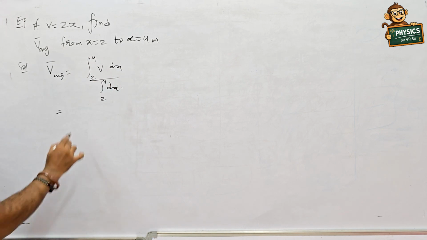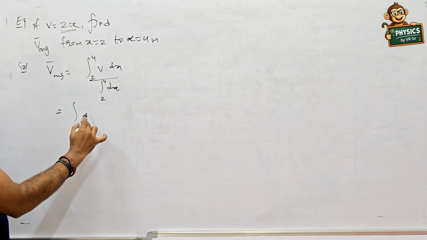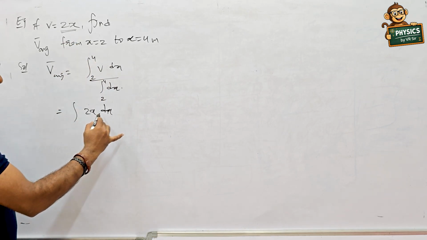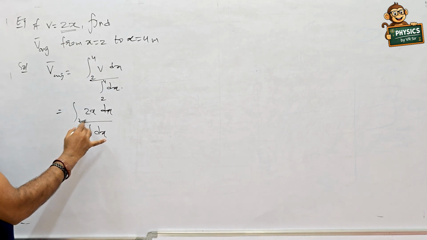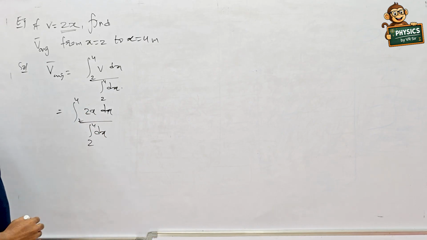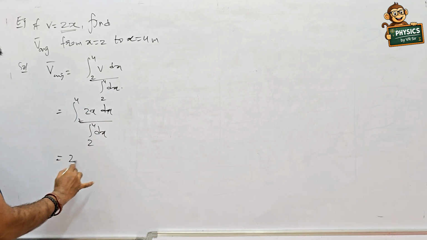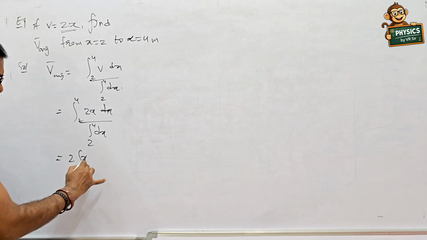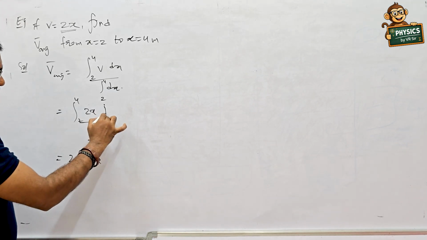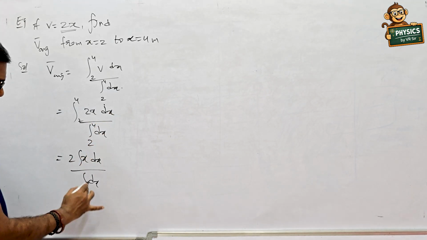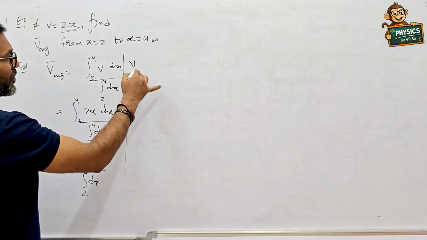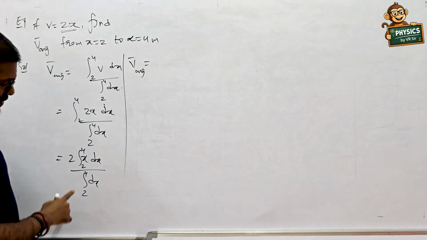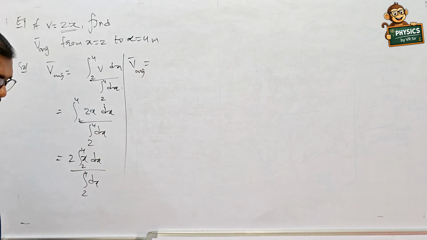Now substitute v in the integral of v dx. V is nothing but 2x, so integral of 2x dx upon integral dx. Limits are from 2 to 4. Hope you are following. So 2 we can bring out, and we have integral of x dx, with limits from 2 to 4. Now v average is equal to, what is the integral of x dx?